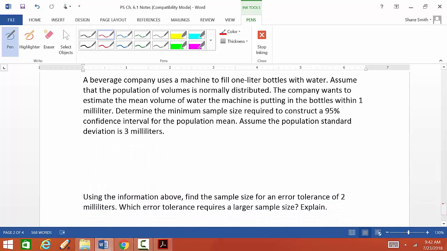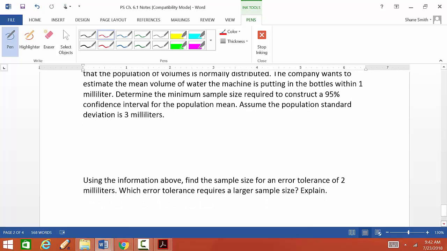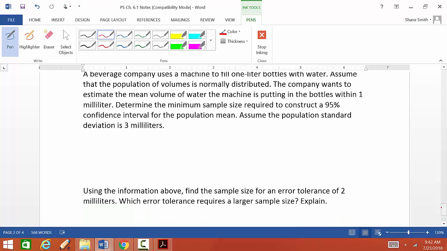Okay, so why don't you try to do this next one on your own? It's using the same formula. All right, so this one is about a beverage company, and it uses a machine to fill 1 liter bottles with water. Assume that the population of volumes is normally distributed. The company wants to estimate the mean volume of water the machine is putting in the bottles within 1 millimeter. Determine the minimum sample size required to construct a 95% confidence interval for the population mean. Assume the population standard deviation is 3 millimeters.